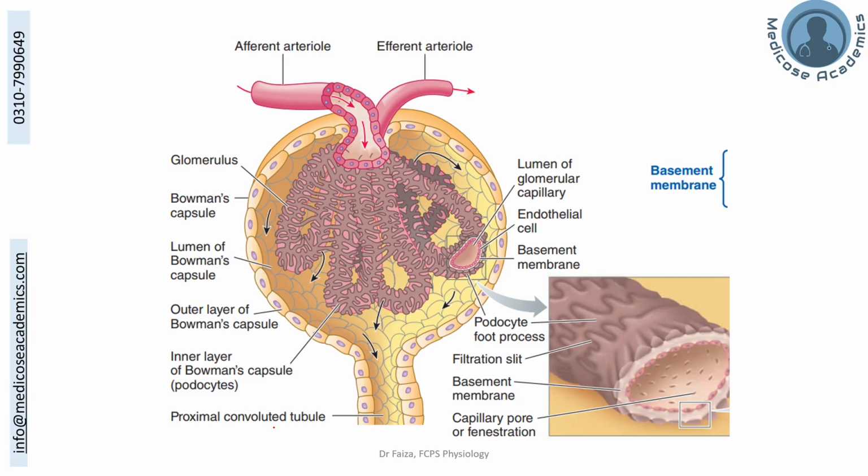This image is showing the structure of the glomerular capillaries. If you look into the detail, this is the Bowman's capsule, and inside you can appreciate these are the glomerular capillaries which are receiving the blood from the afferent arteriole, and then after the filtration the blood is draining into the efferent arterioles. Along the glomerular capillaries, if you see the magnified version, you can appreciate different layers over here.